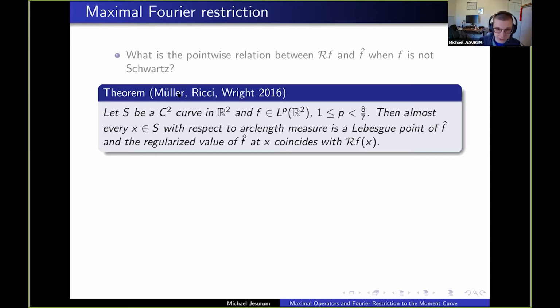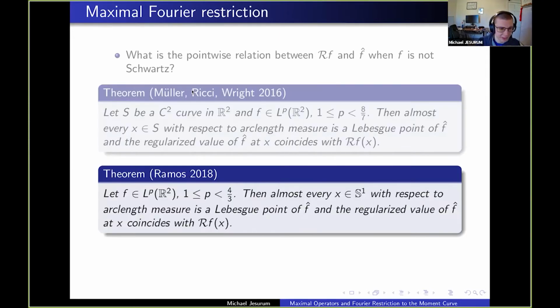This theorem was improved by Ramos in 2018 to p going up to 4/3. And this is the full Drury range in 2 dimensions. So in 2 dimensions, at least on the unit circle, and you can do similar stuff on more general curves, we have this pointwise relationship fully sorted out.